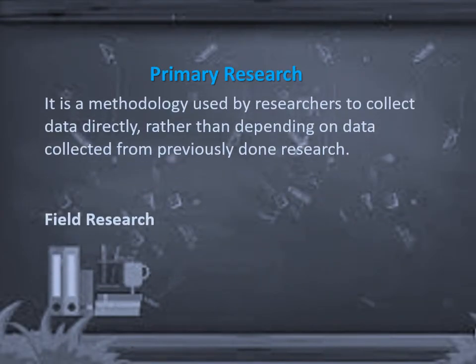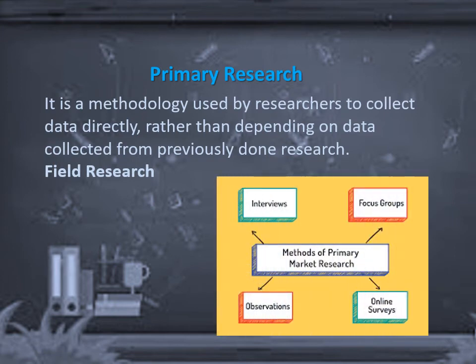As we've already said, primary research is the field research method. Following this approach, the researchers collect the data directly. And for collecting the data directly, they have to either conduct interviews, follow the observation method, or do surveys, online surveys, or focus groups. These are a few ways of conducting primary research.